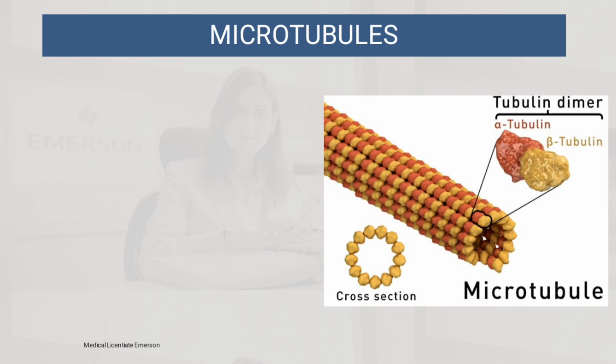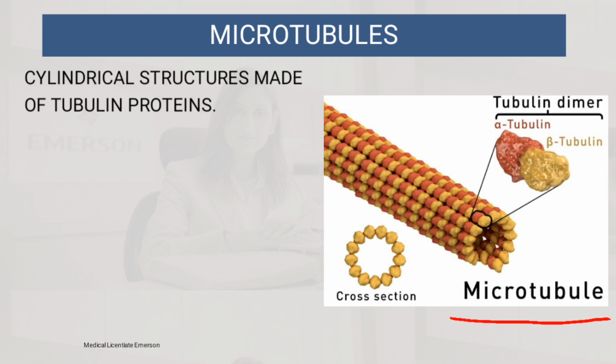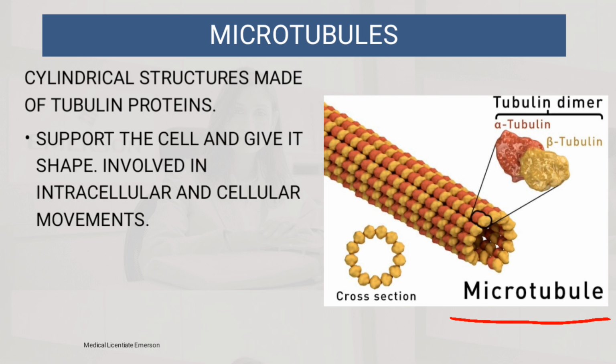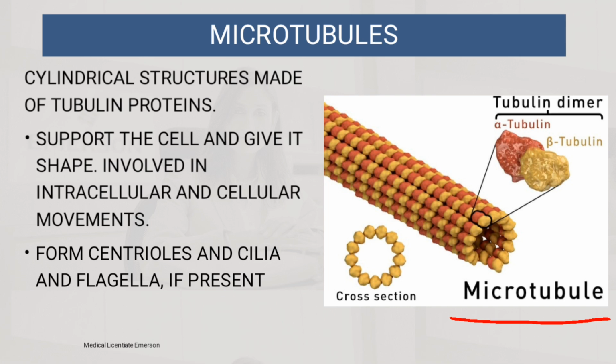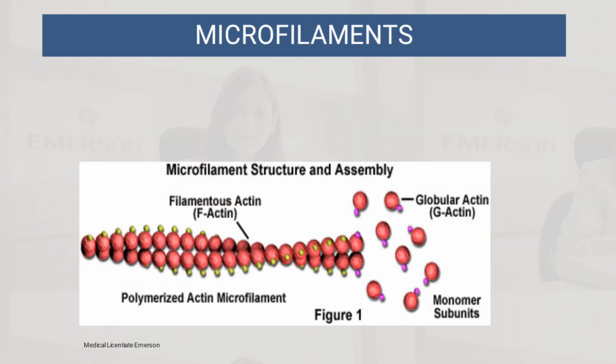Okay, then we have microtubules. So for microtubules, this is the structure of the microtubules. They are cylindrical structures made of tubular proteins, and they support the cell and give it shape, and they are involved in intracellular and cellular movement, and they form centrioles and cilia and flagella if present.